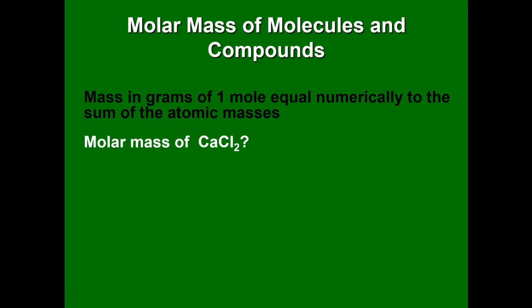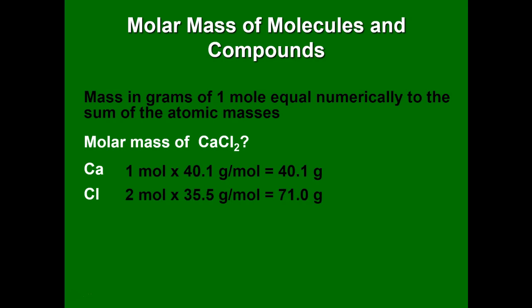So if we're talking about the molar mass of calcium chloride, there are two elements present, calcium and chlorine. There is one calcium atom in the formula, so a mole of calcium atoms weighs 40.1 grams. There are two chlorine atoms in the formula, so I need 2 moles of chlorine atoms to complete a mole of my compound. So that's 2 times 35.5, which is 71.0 grams. I add that up, and so the molar mass of CaCl2, calcium chloride, is 111.1 grams per mole.